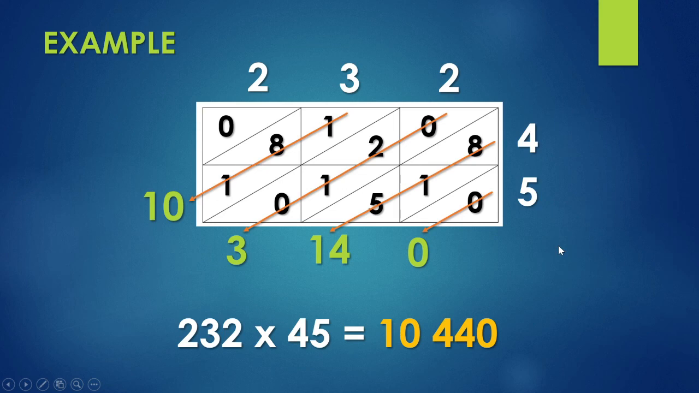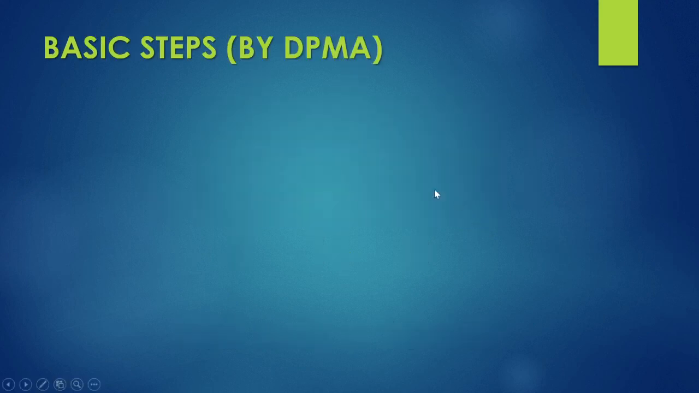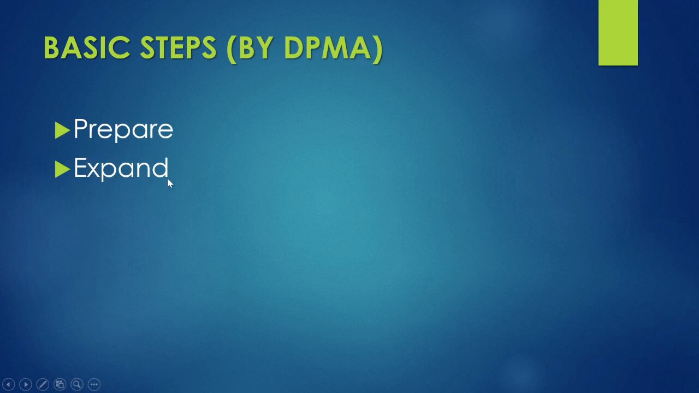Alright? Okay. Next, let's perform the DPMA, or the distributive property of multiplication over addition. These are the basic steps. First, you have to prepare, expand the multiplier, then distribute the multiplicand to the expanded multiplier, then add.